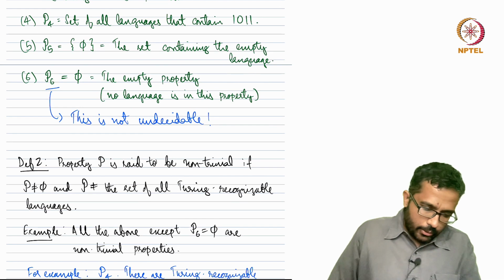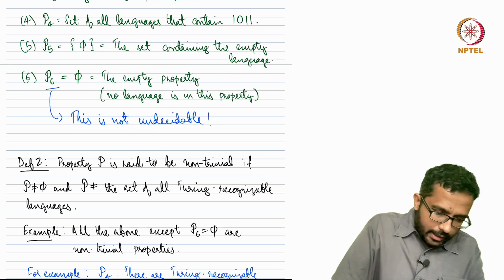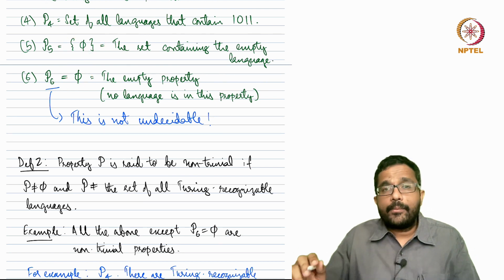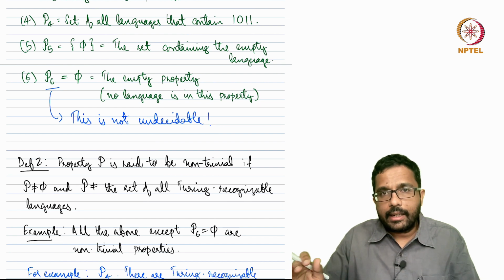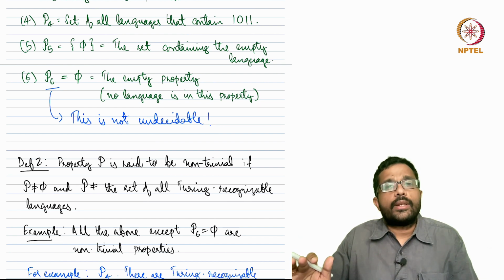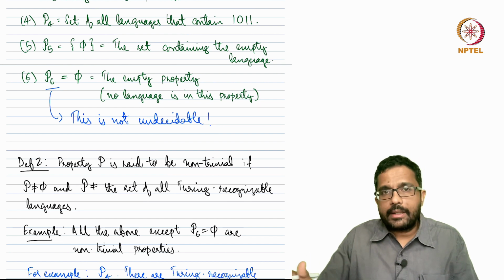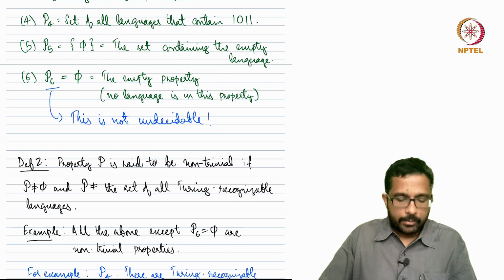Anyway, once again I want to highlight the difference between this and this. P5 is the property that contains only one language, which is the empty language. P6 is the empty property itself, meaning no language satisfies this property.